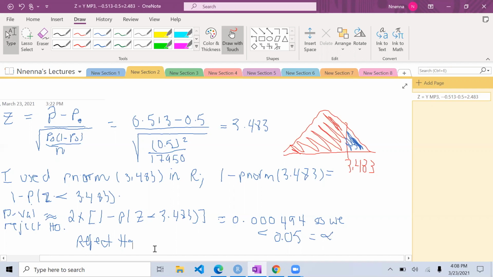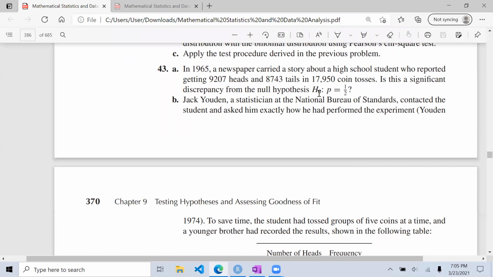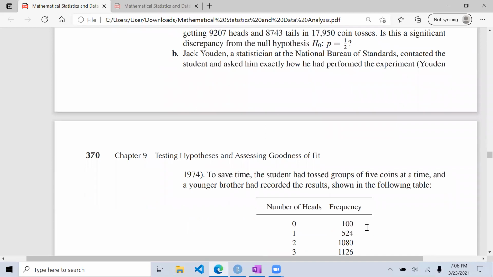Okay, so I'm going to pause and move to the next part of the question, which is where the chi-square test comes in. Part B says, Jack Youden, a statistician at the National Bureau of Standards, contacted the student and asked him how exactly he performed the experiment. So this is 1974.